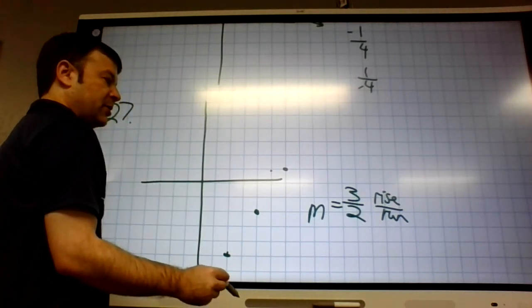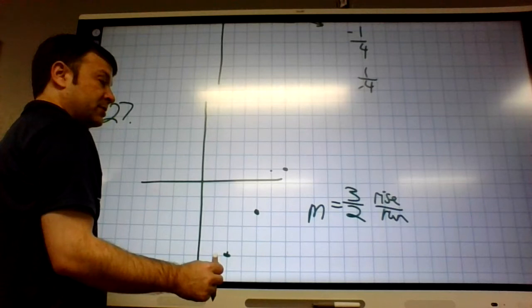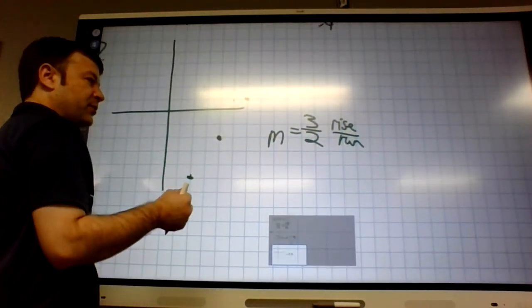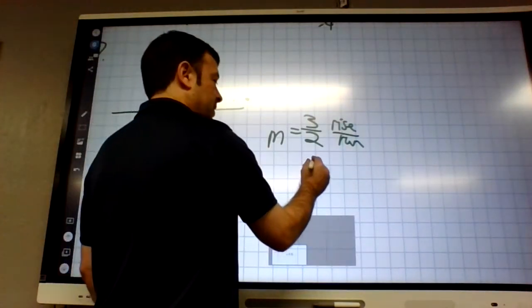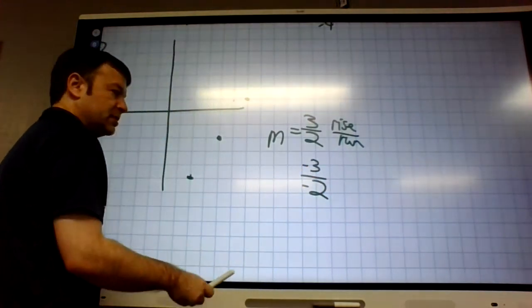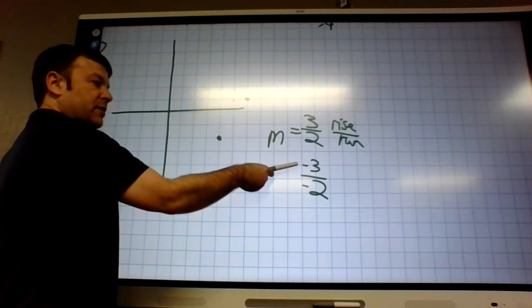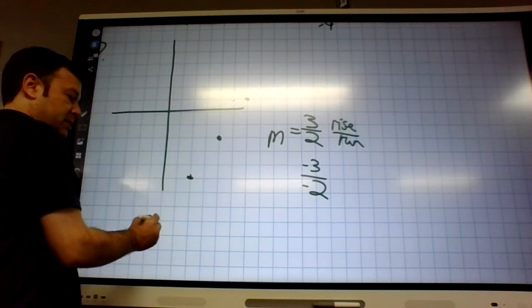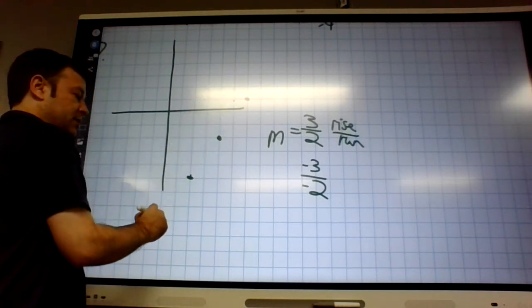Do you guys know how I could have gone backwards on this one? Positive 3/2 is the same thing as -3 over -2. So I could have done a -3 rise and a -2 run. So I could have gone backwards, and it's still on the same line.